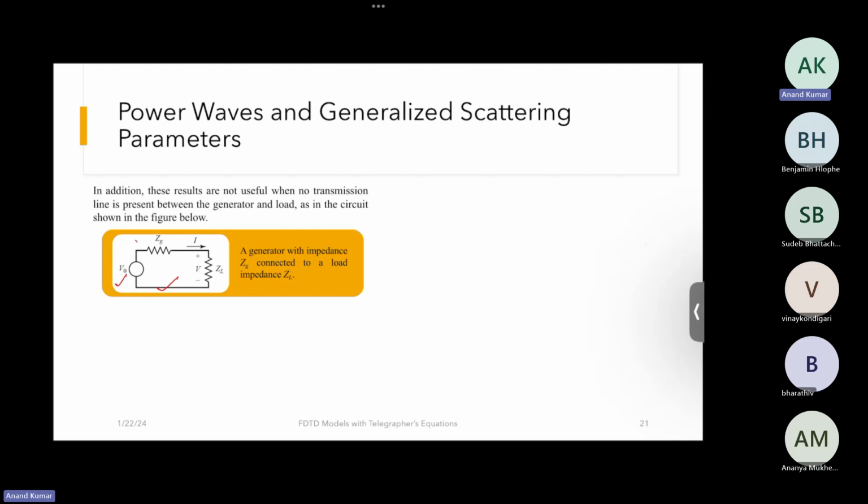just have a generator, its internal impedance, and a load. There is no transmission line, so we do not have a Z naught. And how do we calculate the power and the S matrix for this?